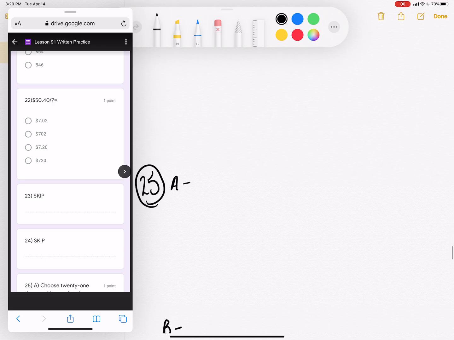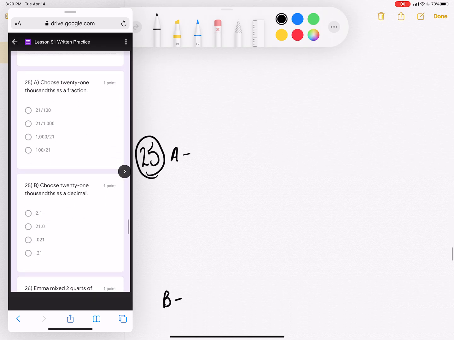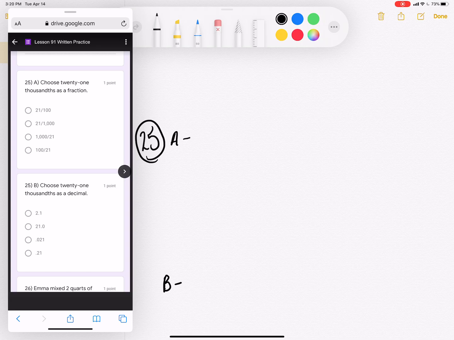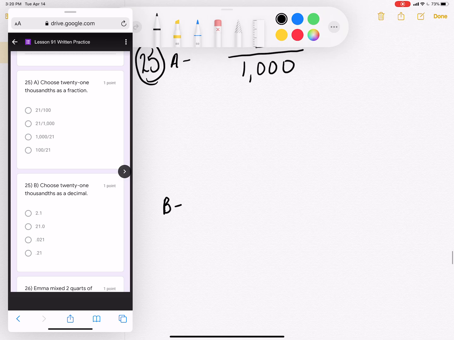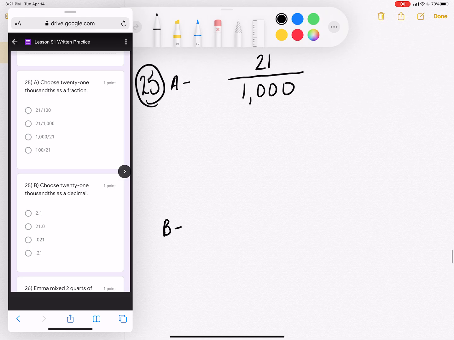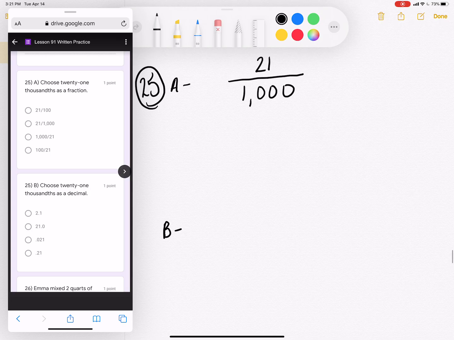23 and 24 we're skipping. 25, choose 21 thousandths as a fraction. Anytime you hear that thousandths, the denominator is 1,000, and then the numerator, 21. It's exactly the way it sounds, 21 thousandths. And now this one might be a little bit tricky for some of you. 25b, write it as a decimal. So you need to write 21 thousandths, just like that.